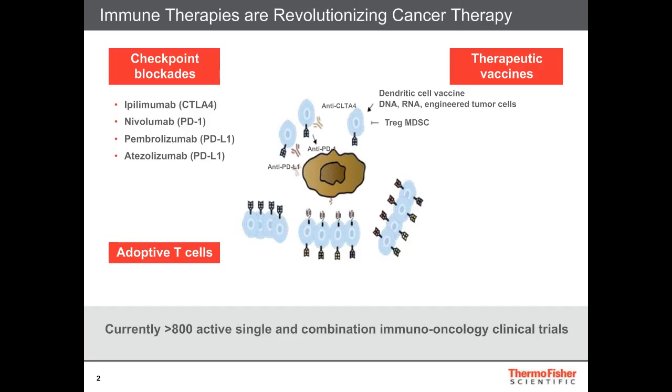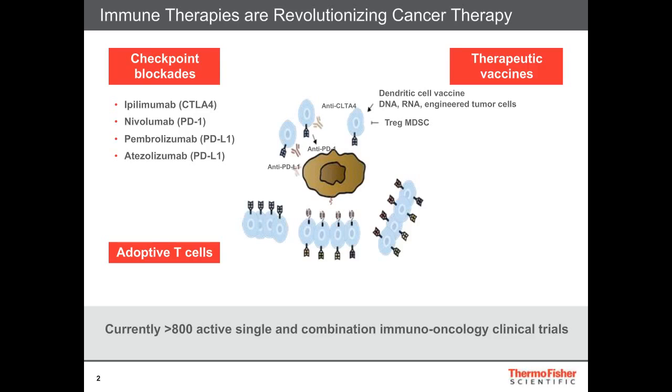Therapeutic vaccines are another approach, and there are adoptive T-cell therapies, CAR T-cell therapies, and many, many more options are in clinical trials. In fact, there are more than 800 active clinical trials ongoing for single or combination immuno-oncology. And the reason for this work is simple. Immunotherapy is providing the promise of complete and persistent response in a way that was not seen with traditional therapies or targeted therapies, where typically resistance would develop after some period of time.